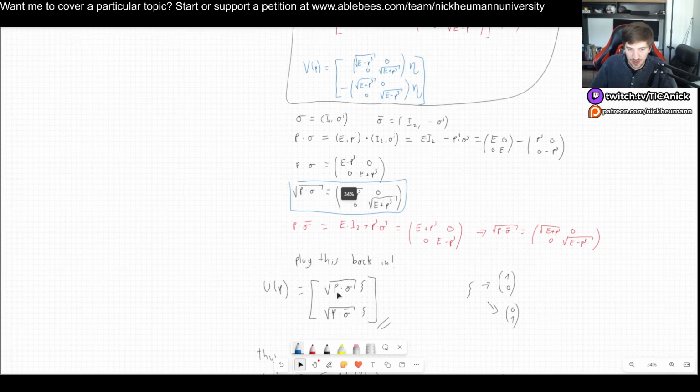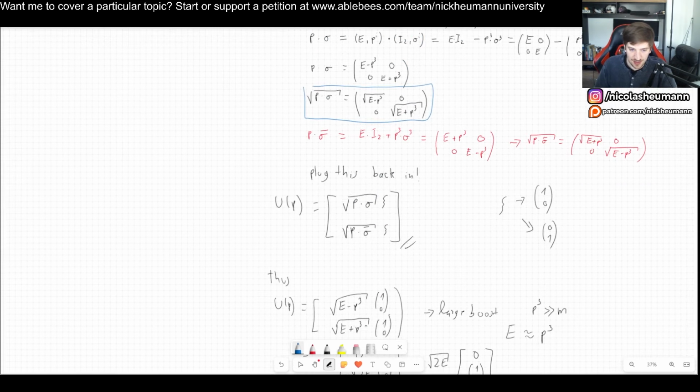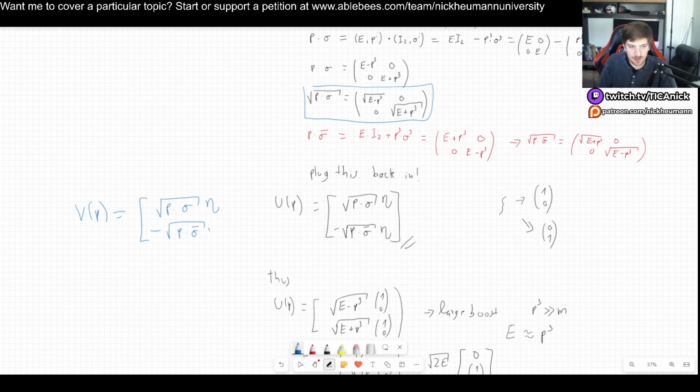Because our difference is here, that this thing is now eta, and this thing is now minus eta. So in fact, that lets us see what our solution is. Our v of p is going to be square root p dot sigma eta minus p dot sigma bar eta.